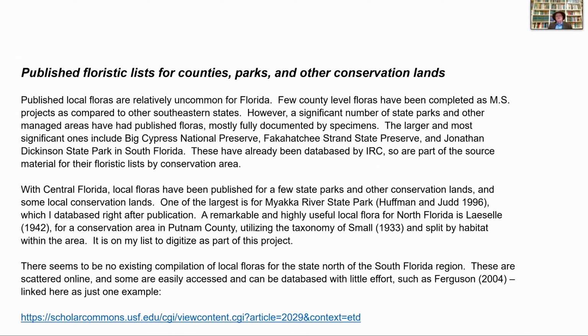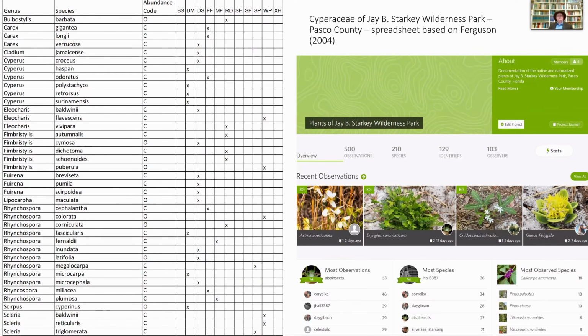So we're looking at data sources, and I'll scan through some of these data sources. Obviously, we're going to include the published floristic lists that we have from parks and counties and other areas where people have done a list. And I'm in the process of summarizing those that are available for Florida. As we get those done, we're turning them into spreadsheet data that we can actually use to compile from larger areas. In this case, this is a chunk of a master's thesis done by Emily Ferguson in 2004 from Starkey Wilderness Park, and the iNaturalist project to update that, which I've created for Starkey Wilderness Park.